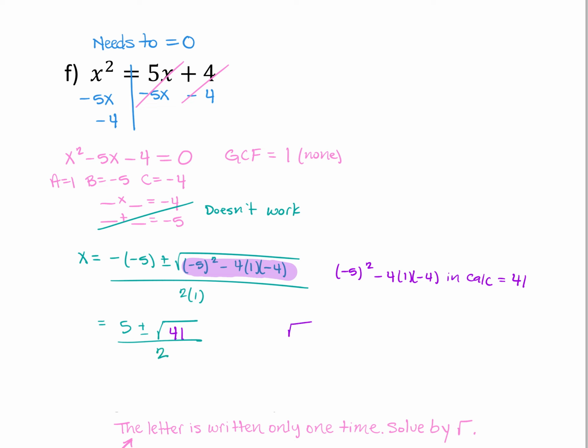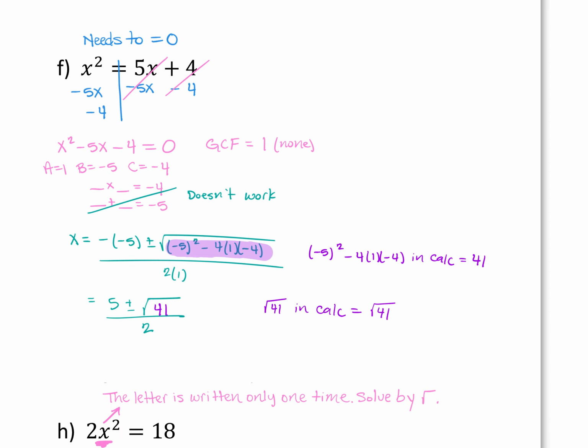Check to see if you can simplify the square root. So put that into your calculator. And it doesn't simplify, so we keep it as the square root of 41, which means the two answers are 5 plus square root 41 over 2 and 5 minus square root 41 over 2.